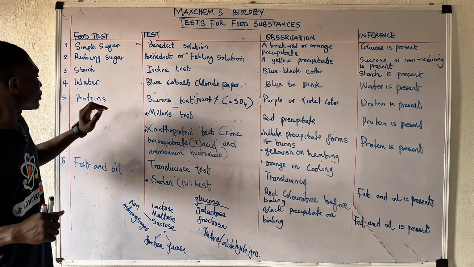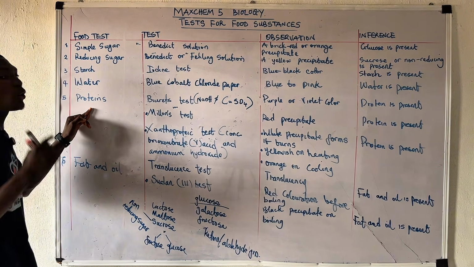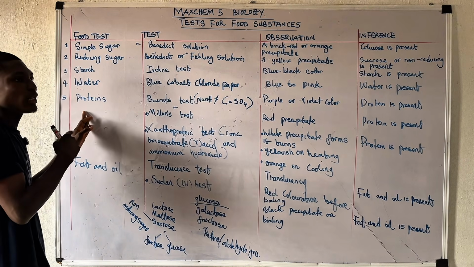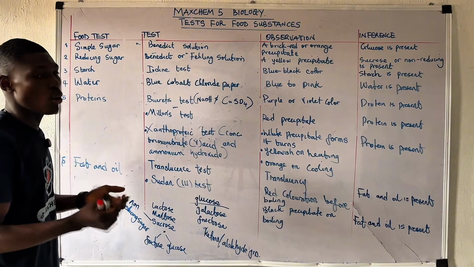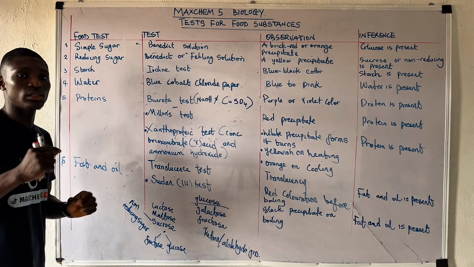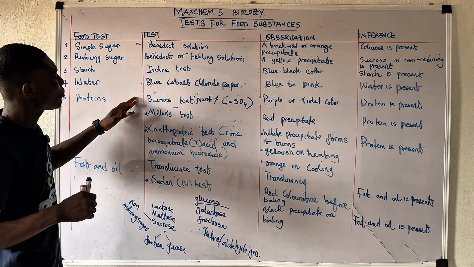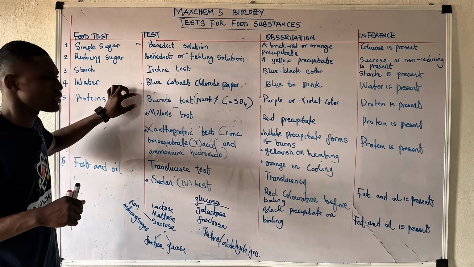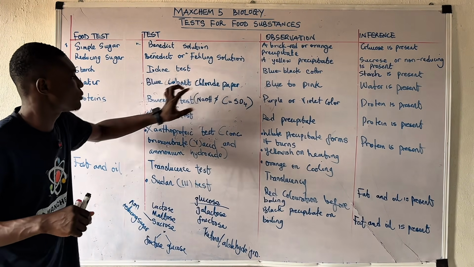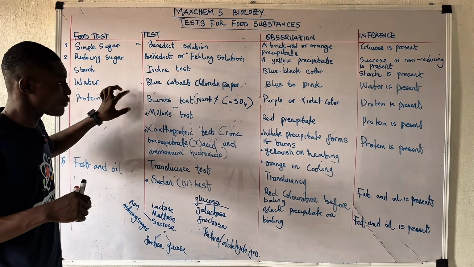Now, you add a quantity of food substance that is made up of protein, such as the white of an egg or fresh milk. You put it in a test tube. You add Biuret reagent.